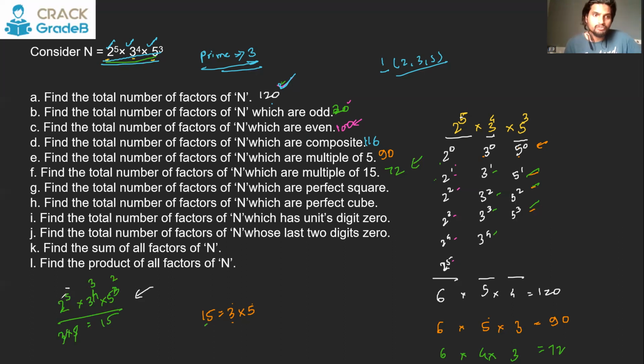So number of factors of this will be 5 plus 1, 6, 3 plus 1, 4, and 2 plus 1, 3. So 6 into 4 into 3. So as we did, it is going to be 72. Okay, so this is another trick to do that.